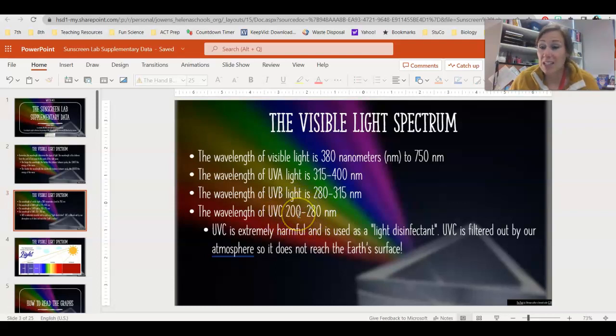That's why we would use it in disinfecting. In the corner of my room, I have a goggle disinfectant, and the light that they use in that is UVC, to kill any bacteria or viruses that might be on your goggles. So UVC is extremely harmful and is used as a light disinfectant. UVC is filtered out by our atmosphere, so it does not reach the Earth's surface. So we don't have to worry about protecting ourselves against UVC.